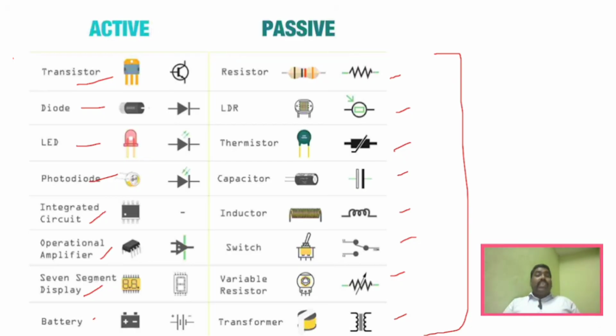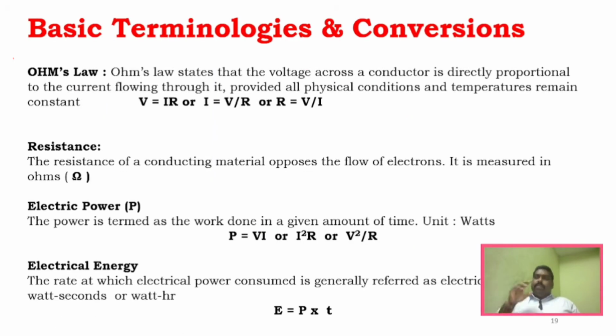And now we'll see some basic formulas and basic conversions here. We would have come across Ohm's law. Ohm's law says that V is equal to IR, which is: the voltage across a conductor is directly proportional to the current flowing through it, irrespective of the physical conditions. It can be temperature or any physical conditions.